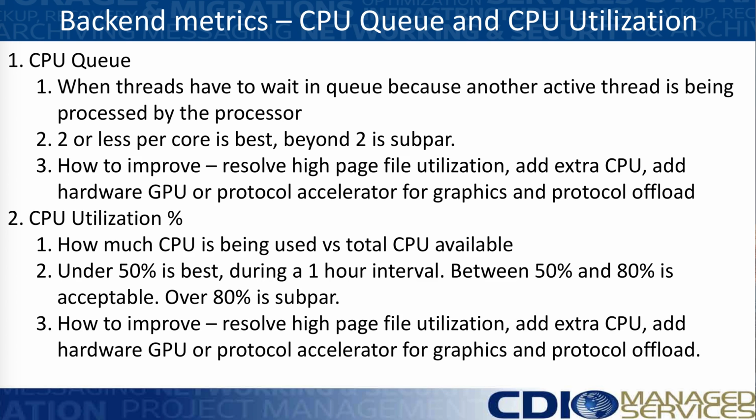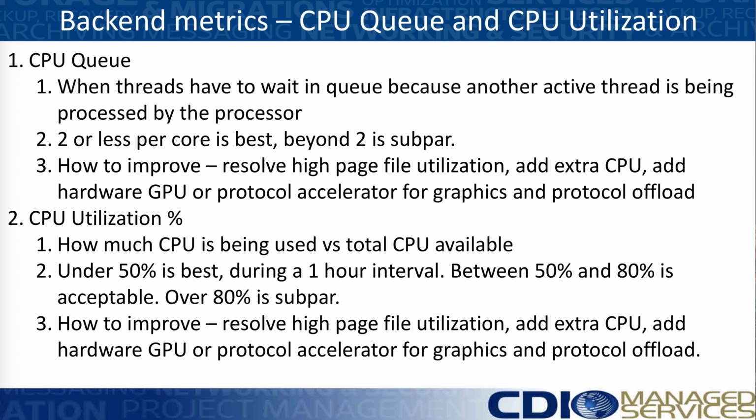CPU queue and CPU utilization. CPU queue is the most important processor metric because when threads, which are basically commands on the processor, have to wait in the queue because another active thread is being processed by the processor, that's bad. Okay, you want the queue to be 2 or less per each processor core. All right, so 2 is the magic number. If you have anywhere between 2 and 3, it's okay, but anywhere beyond that, it's subpar.